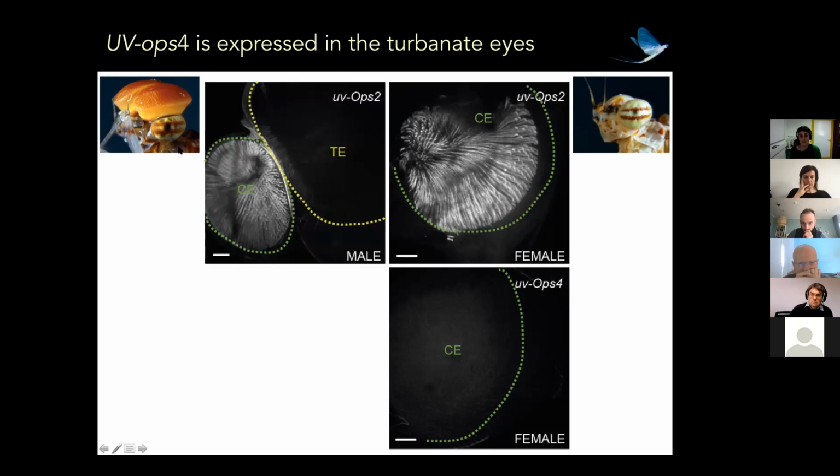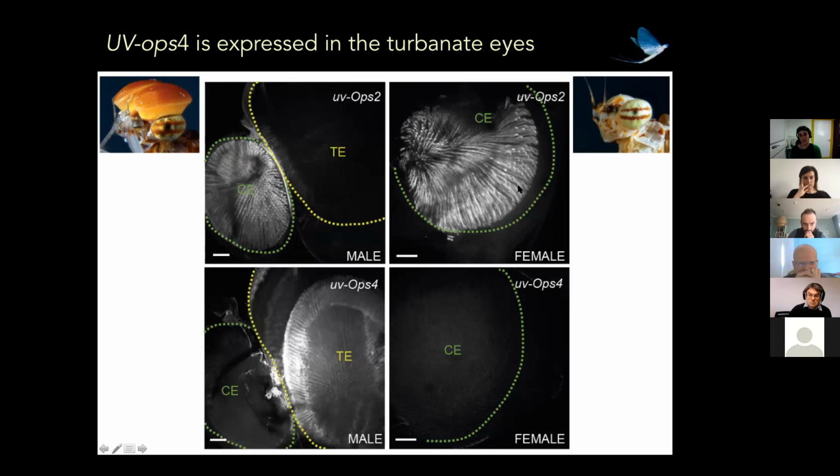When we look at the equally expressed UV opsin 2 in the male, it was expressed in the compound eye, the same as the females. And when we look at the male-specific opsin, the opsin 4, we observed that it was only expressed in the turbanate eye and not in the compound eye. So indeed, this opsin at least is male-specific.